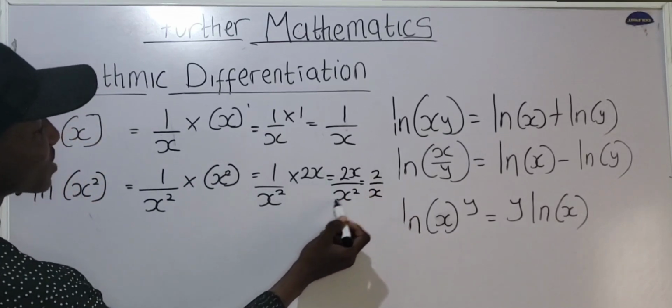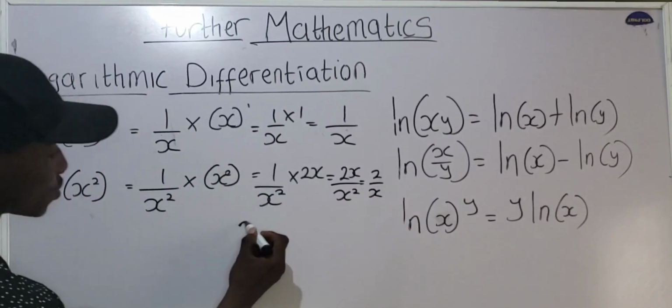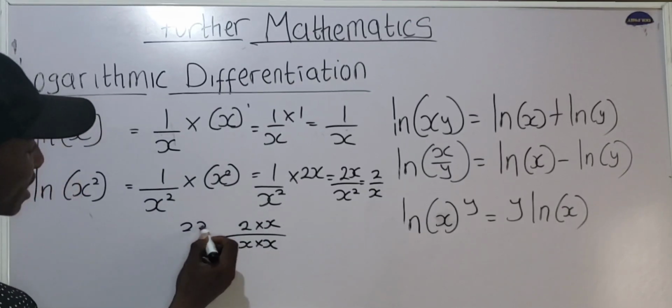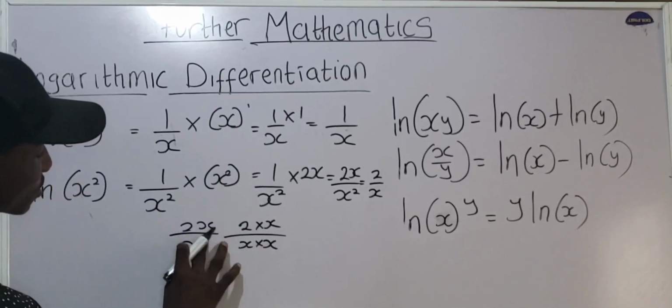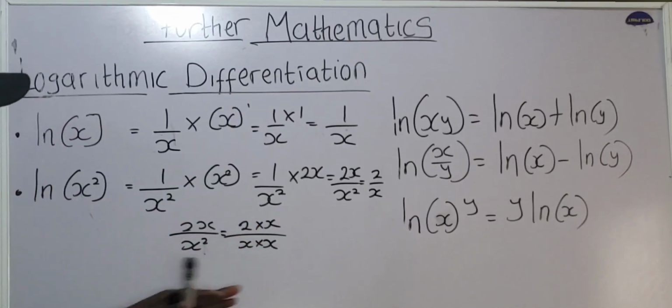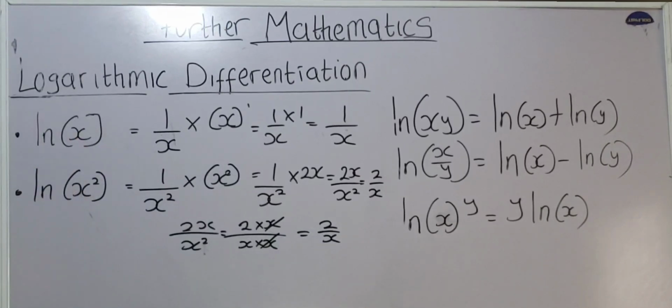One x will cancel one x in the x squared that we have at the base. Just like 2x over x squared is equal to 2 multiplied by x over x multiplied by x. So one x will cancel one x. This is 2 over x. Do you understand? So that's it.